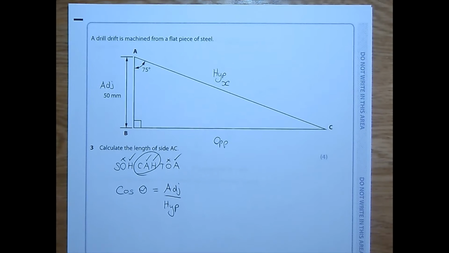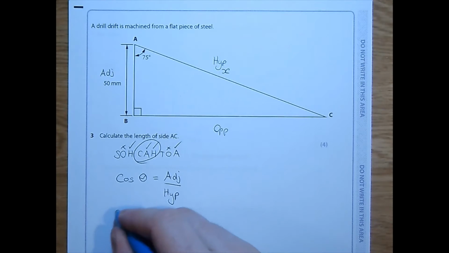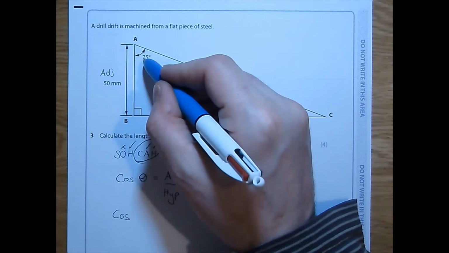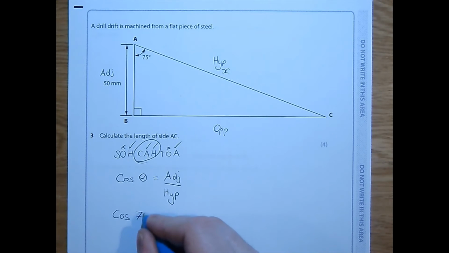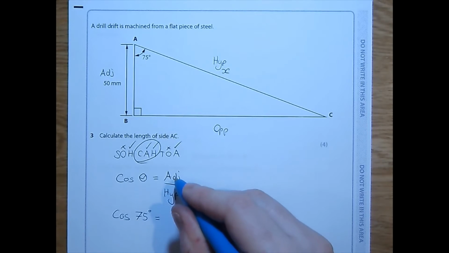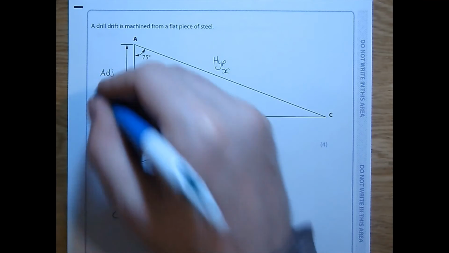Right, so let's substitute into that. Cosine of what angle? 75 degrees. You don't have to show the degrees sign when you're working it out, but by making a note of it there, you're keeping it in your mind that you're dealing in degrees, not radians, so it doesn't hurt for a moment. The adjacent is 50.